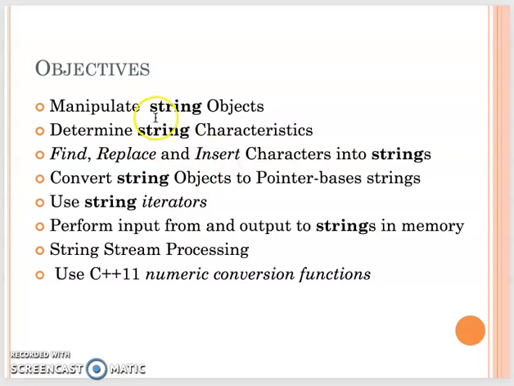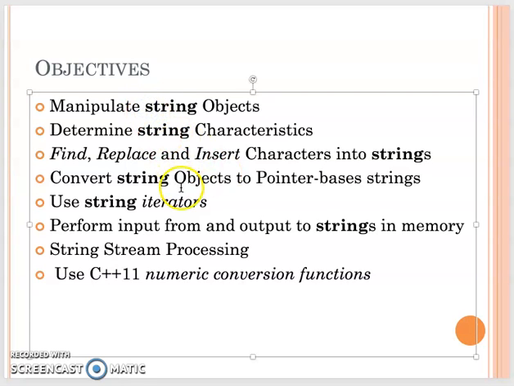So in the final week, we will talk about the string object. We will talk more about the string characteristics. You will see how to create the string object. Then we can use many useful member functions from the string object. We can find, replace, or insert characters into the string. We will also introduce the string iterator. We talked about iterators last week, but we will also have iterators in the string as well. So at the end, we will see how to do string processing.